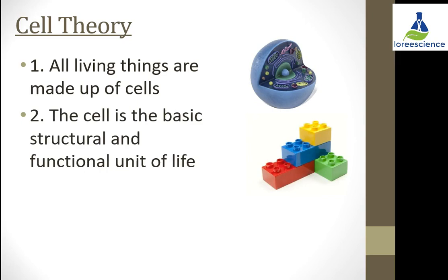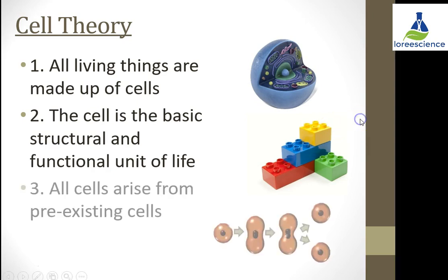The second component is that the cell is the basic structural and functional unit of life. So the cell is kind of like a building block or a Lego block, in that it might just be one all on its own, or there could be multiple cells put together. However, once you break something down smaller than that cell, it cannot be alive. So the cell is that basic unit that has everything needed to be alive. And the third component is that all cells arise from pre-existing cells. Cells cannot just magically appear out of thin air. They came from cells that were already there.